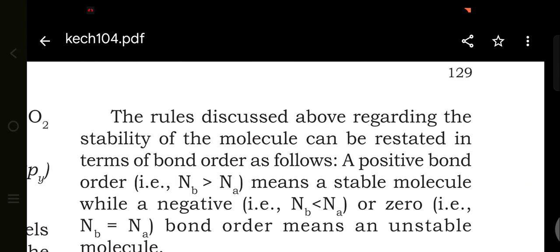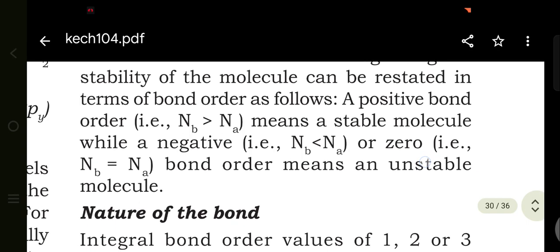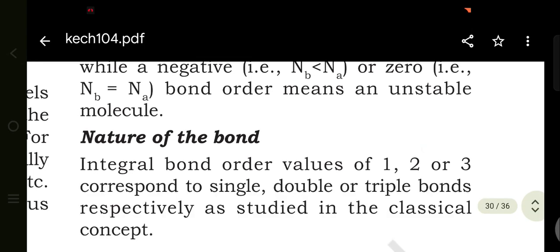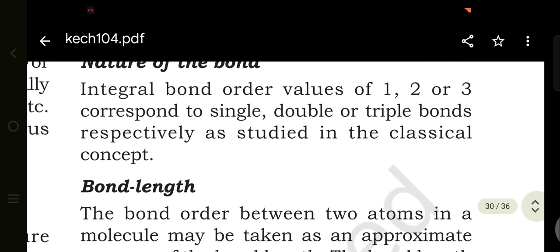The rules discussed above regarding the stability of the molecule can be restated in terms of bond order as follows. A positive bond order, Nb greater than Na, means a stable molecule, while a negative bond order, Nb less than Na, or 0, that is Nb equals Na, means an unstable molecule. Nature of the bond. Integral bond order values of 1, 2 or 3 correspond to single, double or triple bonds respectively, as studied in the classical concept.